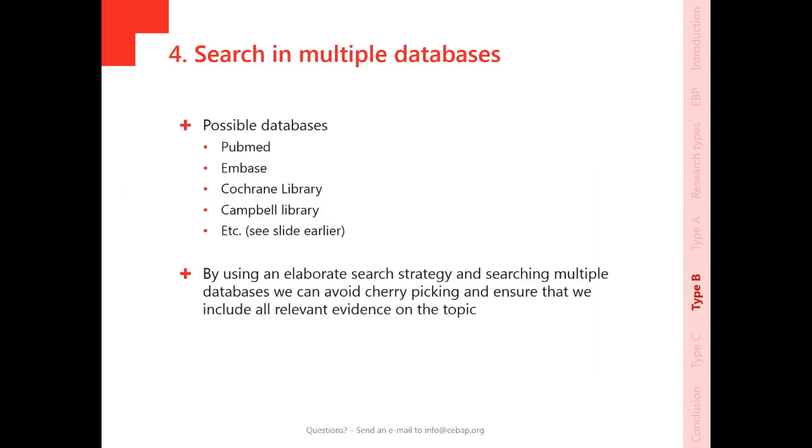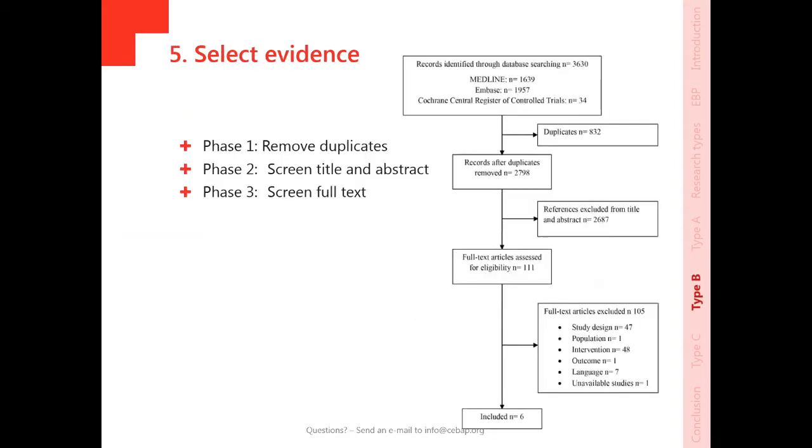Then we run this search strategy into different databases. I just summed up a few of the databases here, but of course there's a more elaborate overview earlier on. And so by using such an elaborate search strategy and searching in multiple databases rather than only one database, we can avoid cherry picking and ensure that we include all relevant evidence on a certain topic. So once we run the search, we are left with a lot of papers, namely 3,630 references in this case.